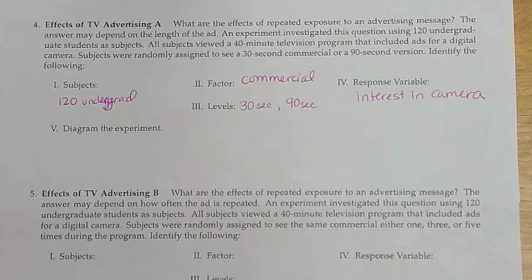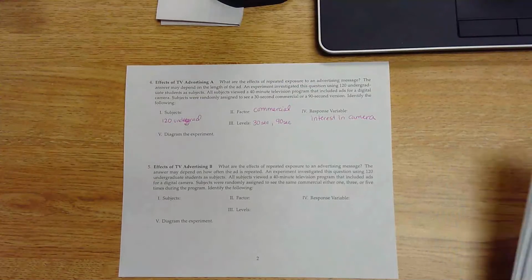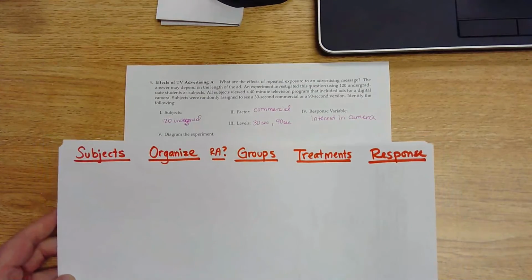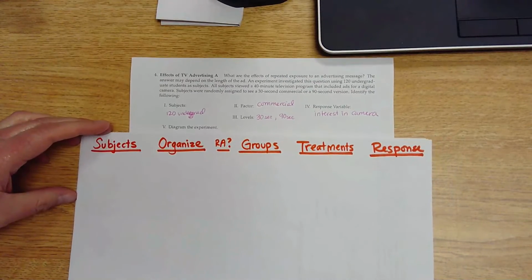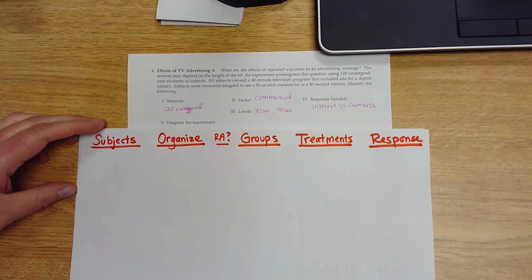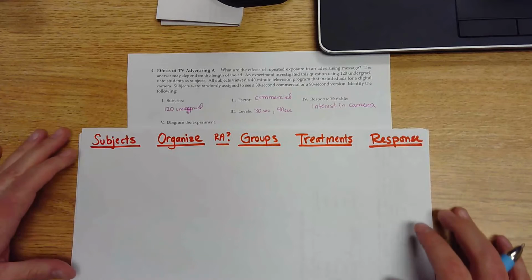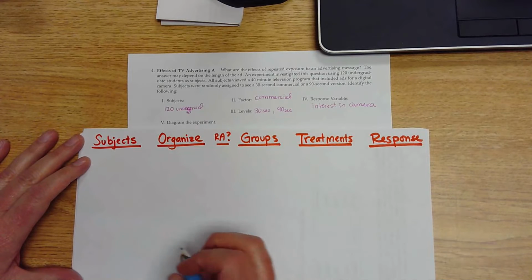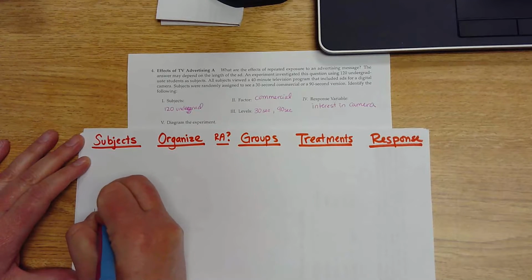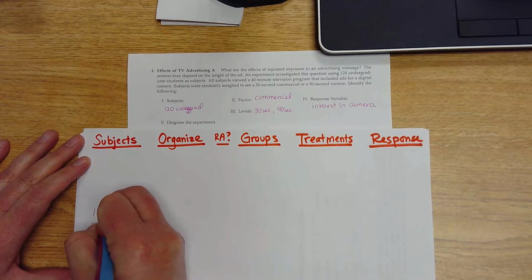Okay, so now we're going to diagram this experiment. We have this information down, and I want to give you kind of a generic form for doing, we're going to look at several different types of experiments, and I want to give you a form that's going to work for all of them, or at least the categories that will work for all of them. So we start out with our subjects. So I'm going to put down our 120 undergrad students.